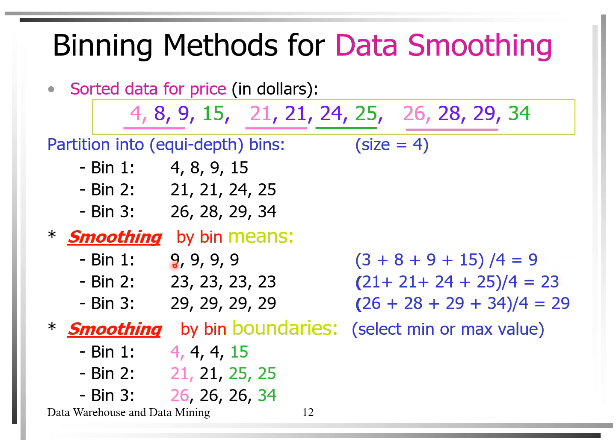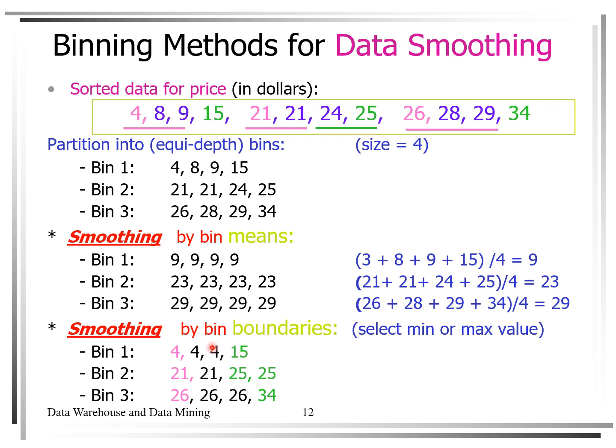and we will be replacing each one of them by the mean value. So bin 1 will all include 9, bin 2 will be 23, and bin 3 will be 29.